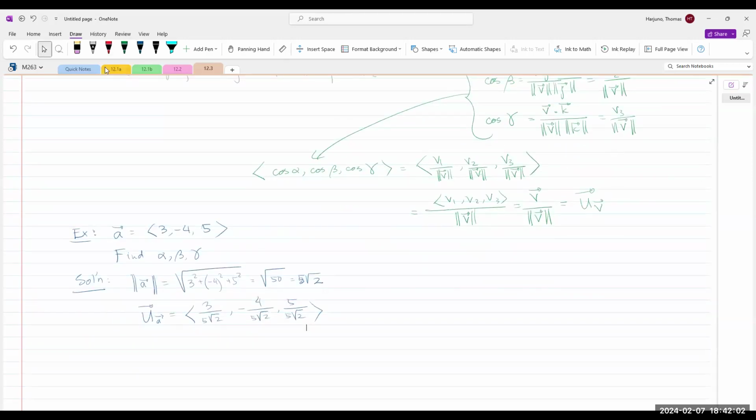Now, these unit factor components represent cosine alpha, cosine beta, and cosine gamma. Okay, fast forward. Then gamma equals cosine inverse of 5 over 5 radical 2, which is cosine inverse of 1 over radical 2, which I do expect you at this point to have memorized as pi over 4, 45 degrees.